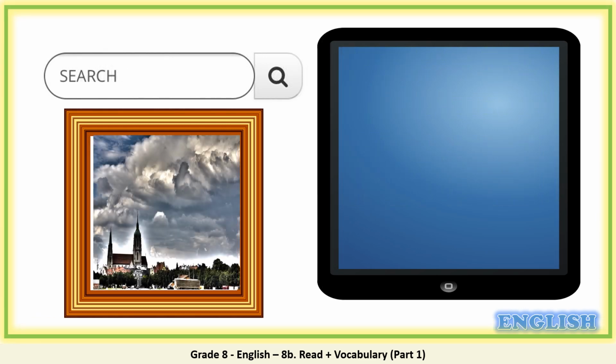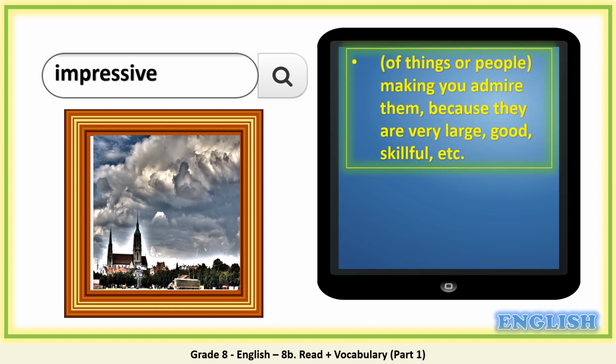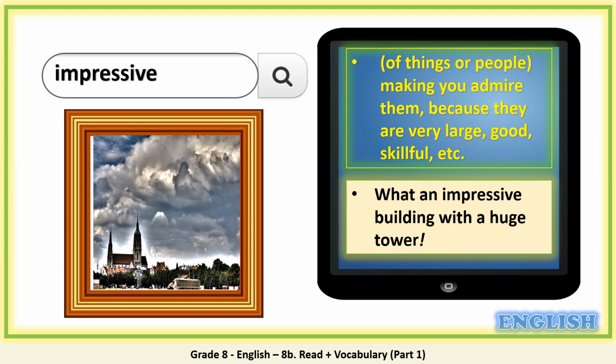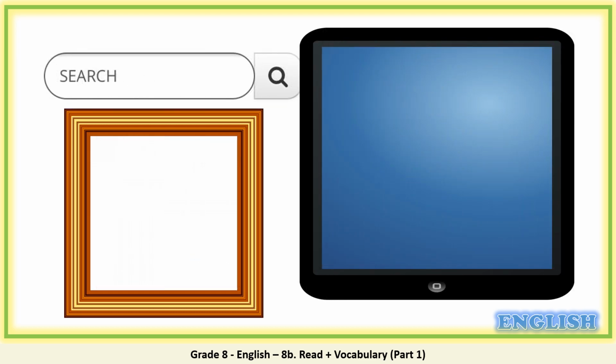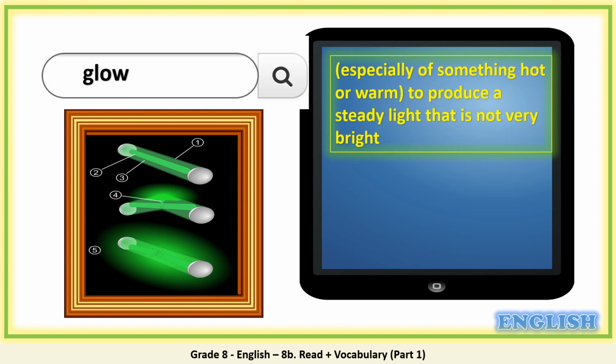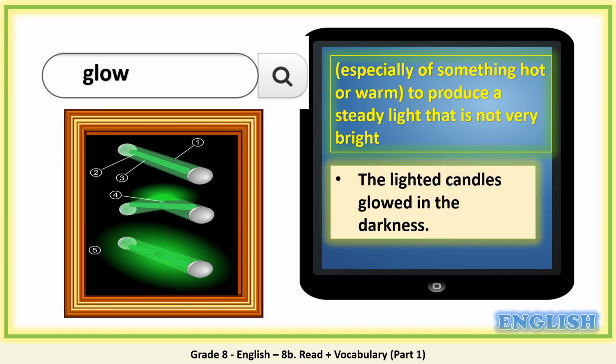What about this picture? Wow, it's impressive. Impressive, when we talk about things or people, it means making you admire them because they are very large, good, skillful, etc. For example, what an impressive building with a huge tower. Now we have another word, which is glow, especially of something hot or warm, to produce a steady light that is not very bright. For example, the lighted candles glowed in the darkness.